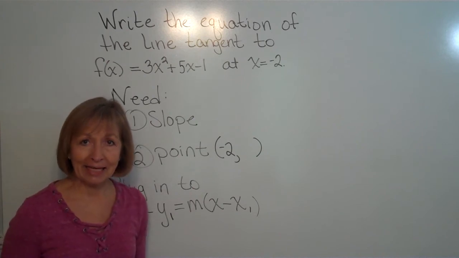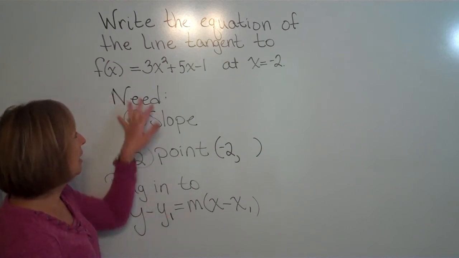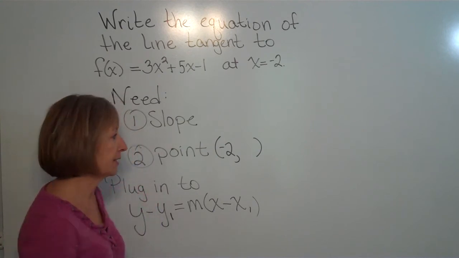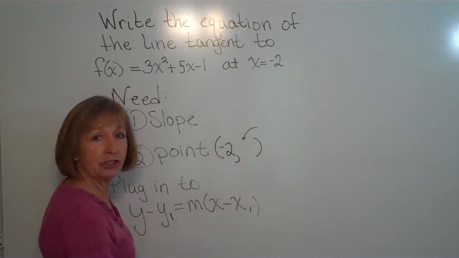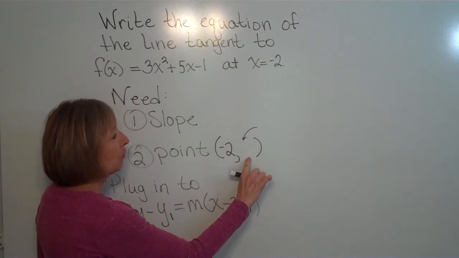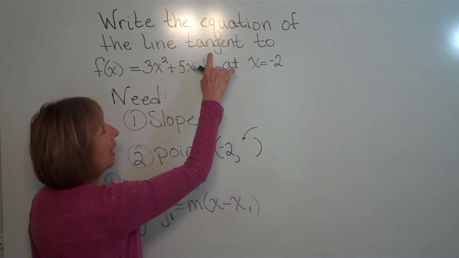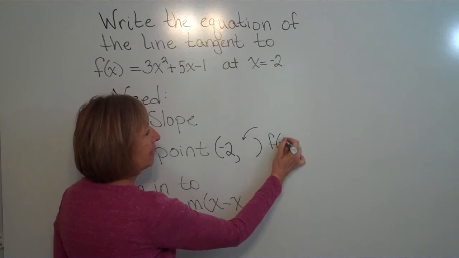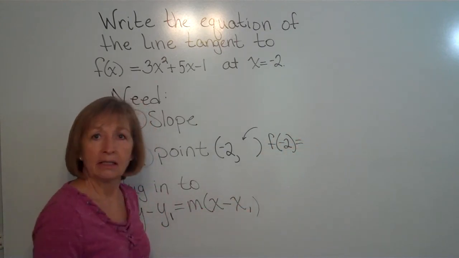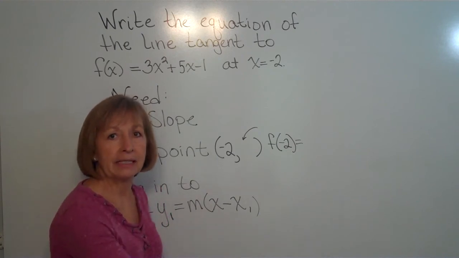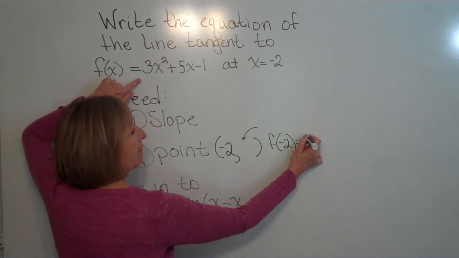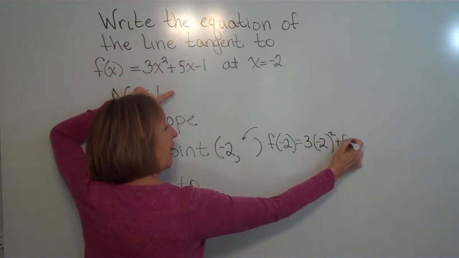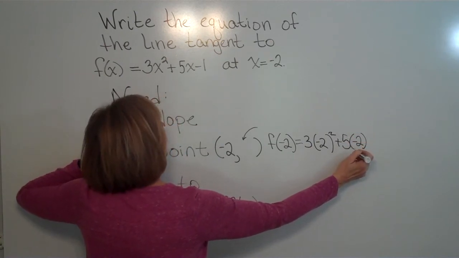Now, if I know an x value and I have the function that I'm working with, then to find the y-coordinate of the point, I just evaluate the function at that x. So to find the y-coordinate of my point where I have my equation tangent to that function, we're going to find f of -2, just like normal. -2 is the input, f of -2 is the output. So we're going to have 3 times -2 squared plus 5 times -2 and then minus 1.